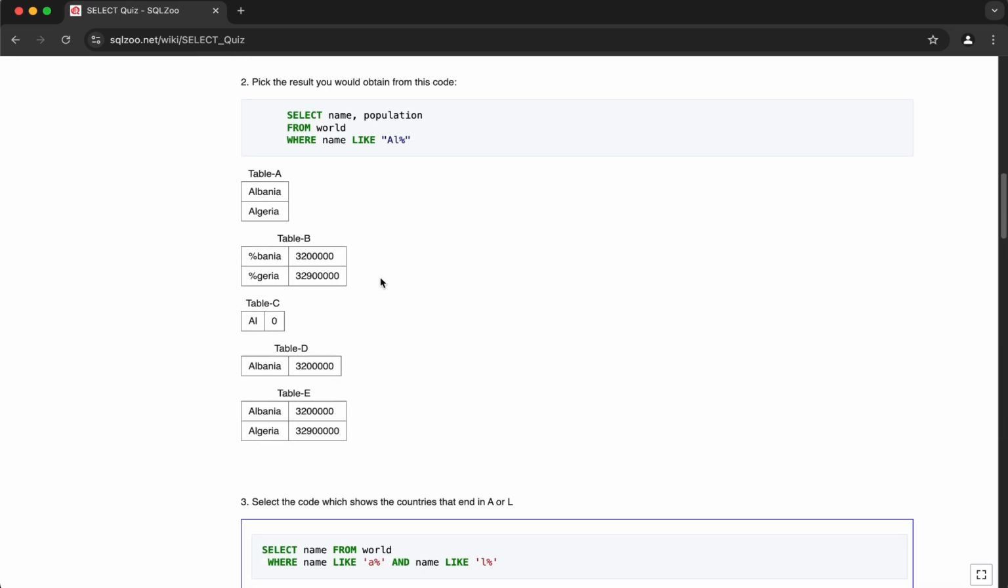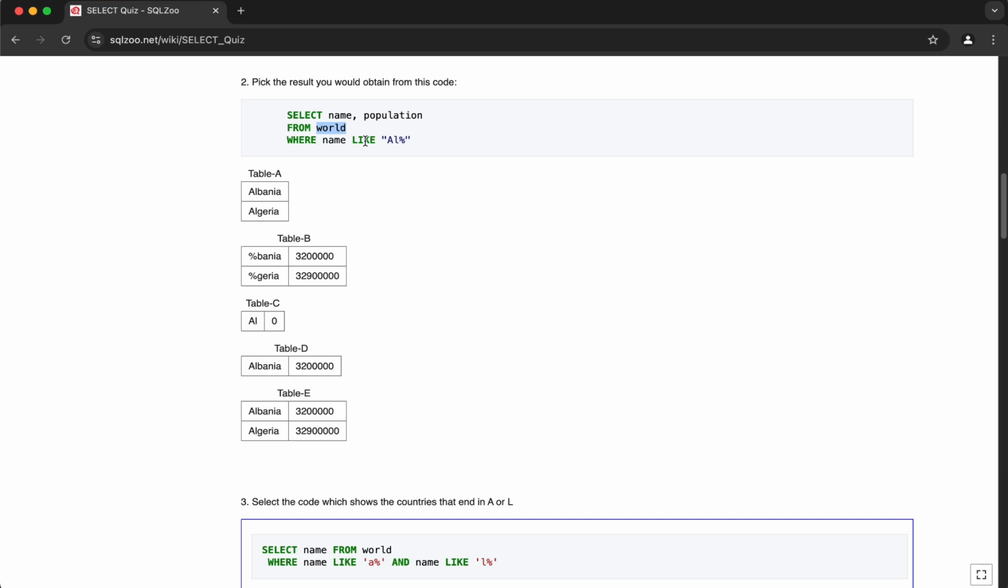Let's come down to question number 2. Pick the result that you would obtain from this code. Again, we're looking for a result that's going to give us 2 columns. So this is not going to be a part of it. This is not going to be a part of it. But potentially the second, the fourth, and the fifth option may be. From the world table, where name, like, in double quotes, AL, percent sign.